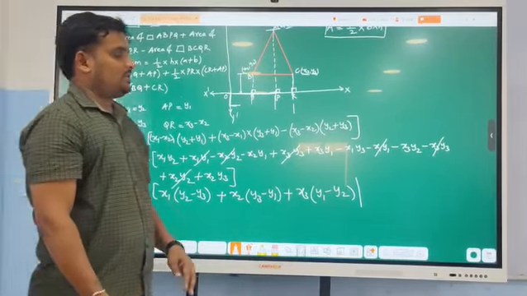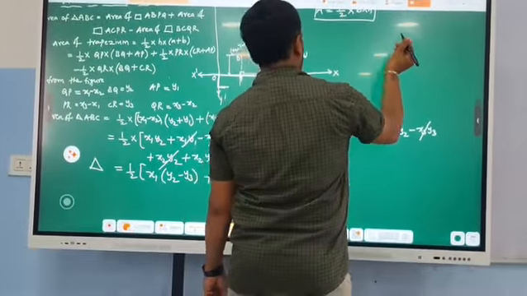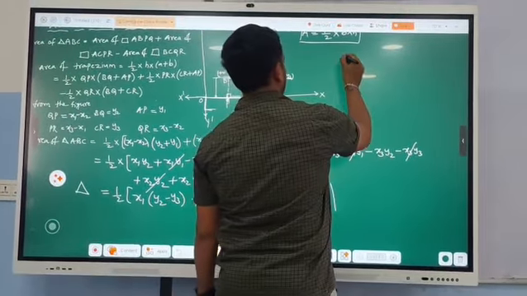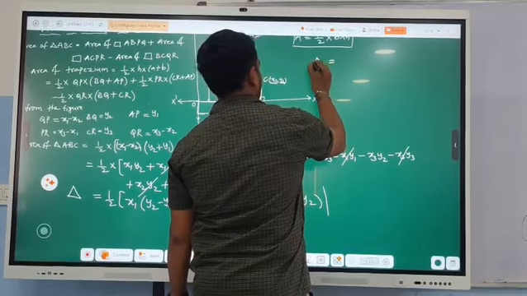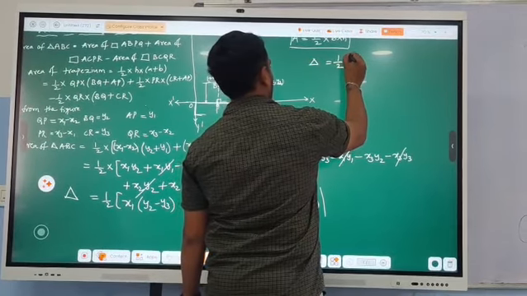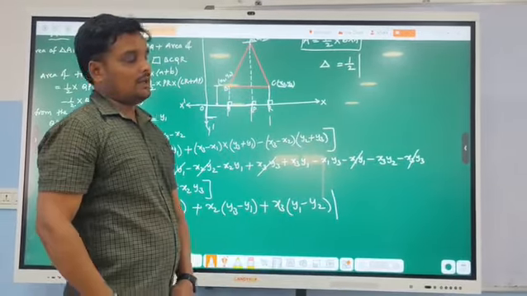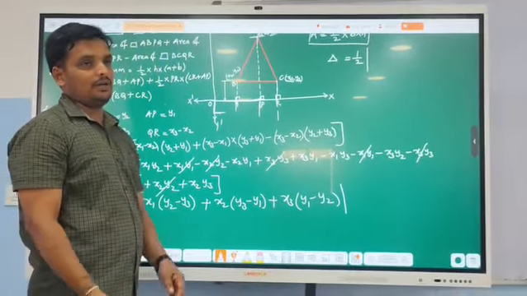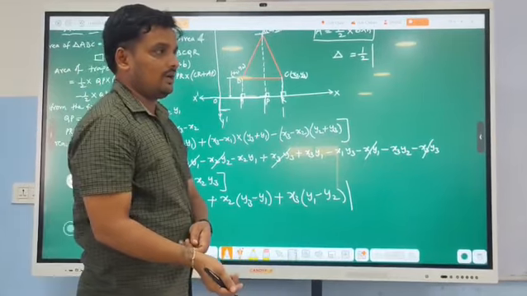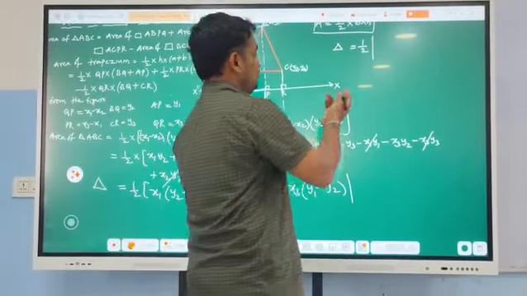Okay. So there is a shortcut to find the area of a triangle: the area of a triangle, delta, is equal to 1 by 2 into modulus of. Why are we using modulus? Because the area of a triangle should not be a negative value. It should be a positive value. That's why we are taking modulus.